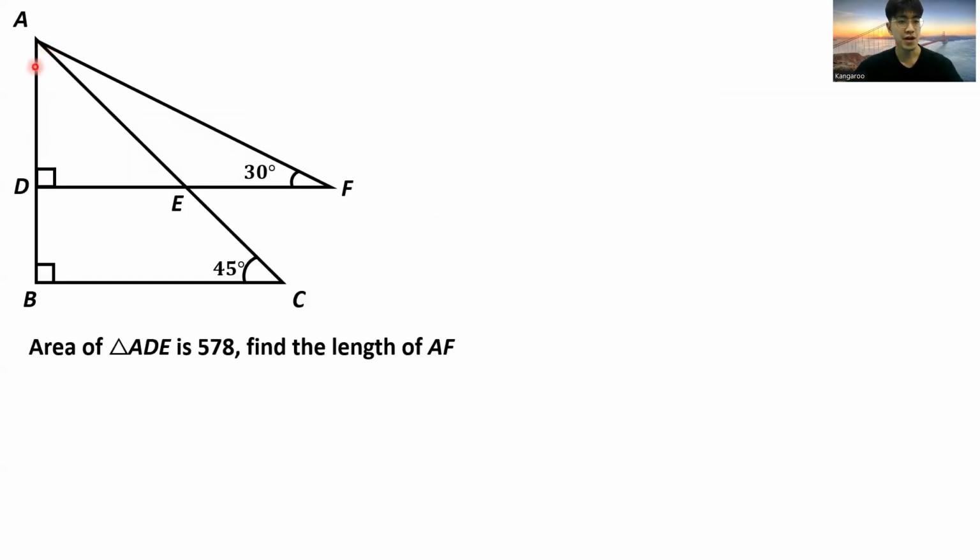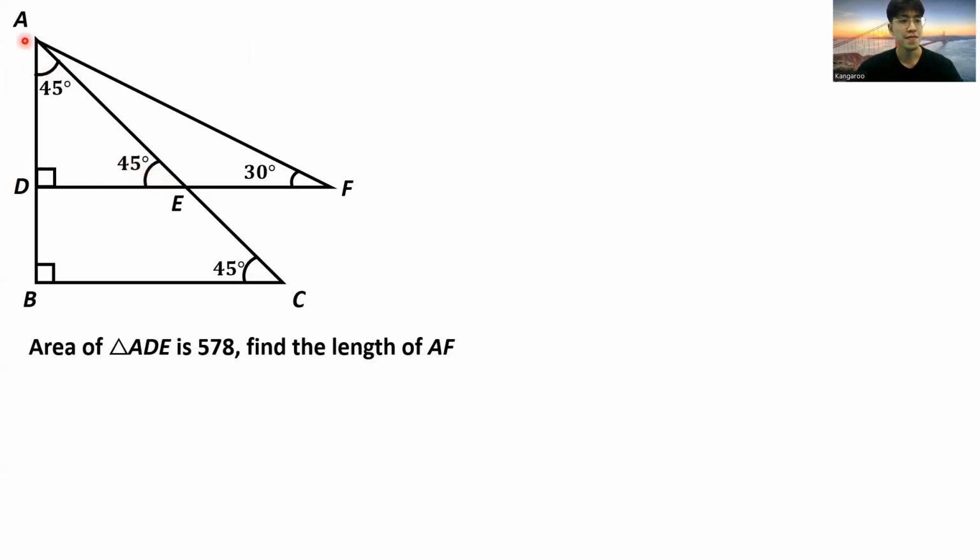Given that area of the triangle ADE is 578, could you find the length of AF? Well, if you have no clue attempting this question, let us first try to fill in some information that we do know. For example, since this angle is 90, this angle is 45, we know this angle must also be 45. And since this is 45, this is 90, then here must be 45. And then there we go, we have found another isosceles triangle ADE.